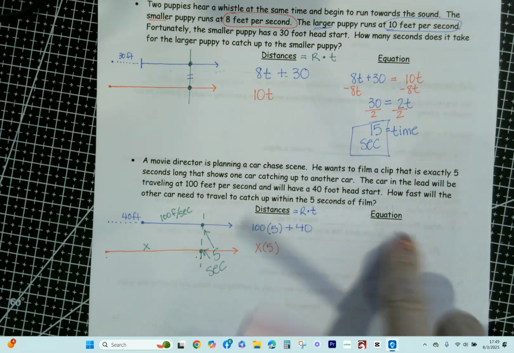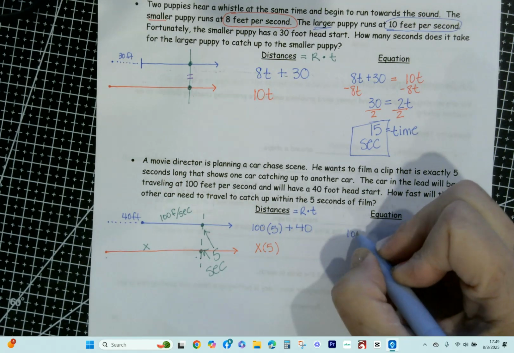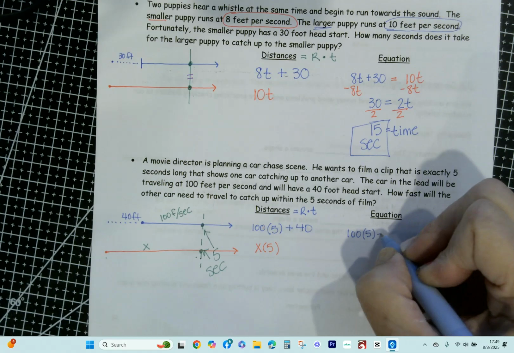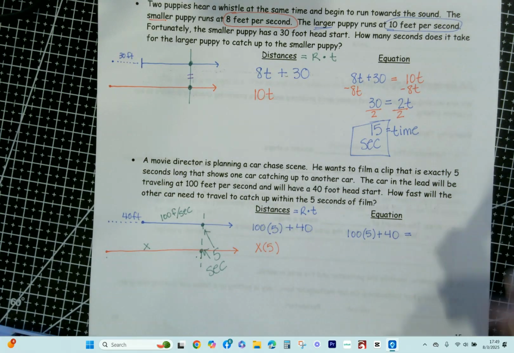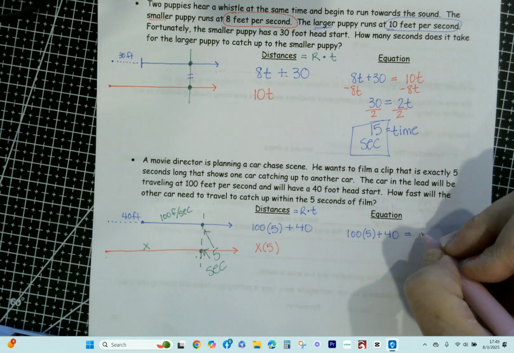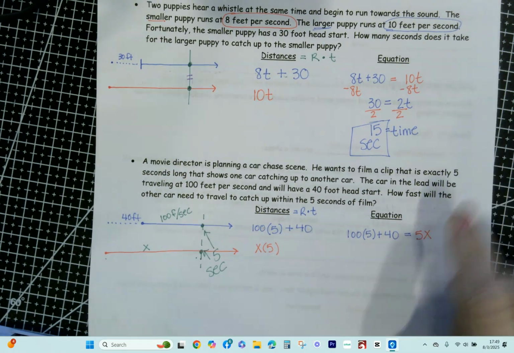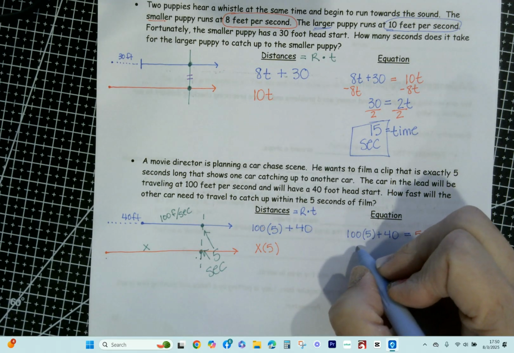So now I'm going to come over here and make my equation. We're going to have 100 feet per second for 5 seconds plus our 40-foot head start, and we want to know when that equals 5 seconds times whatever speed the other car is. So it looks like that. This is what we have to solve. Well, 100 times 5 is 500.